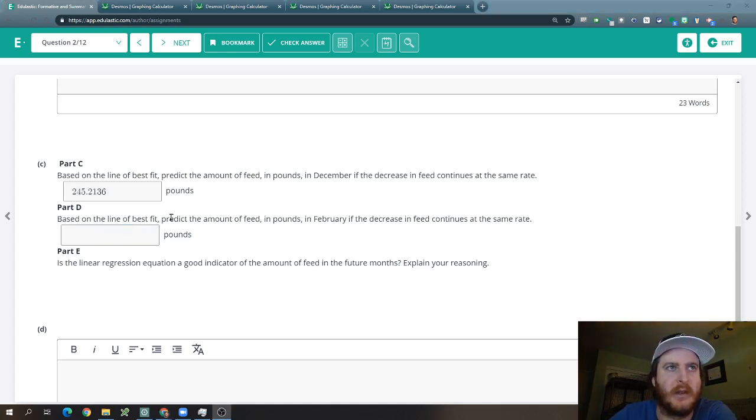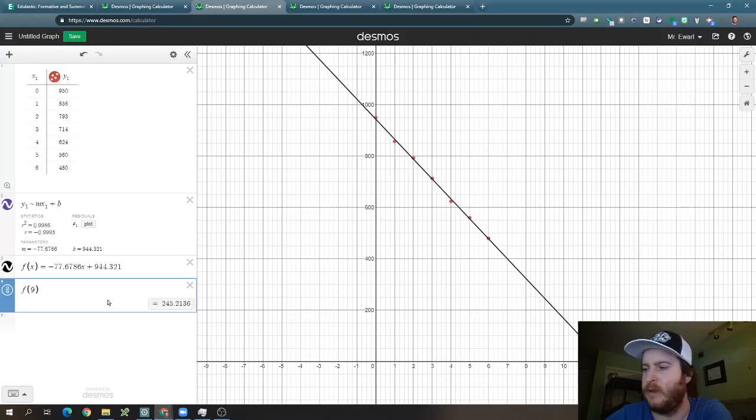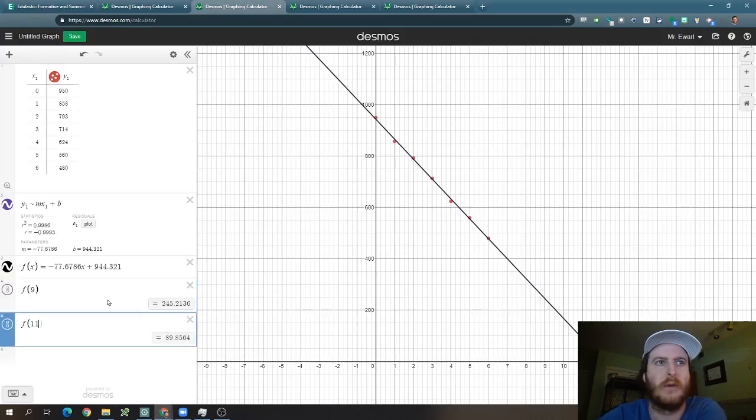Then it says, based on the line of best fit, predict the amount of feed in pounds in February. So remember, 9 was December, 10 would be January, 11 would be February. So now we'll do f of 11. We get 89.8564.